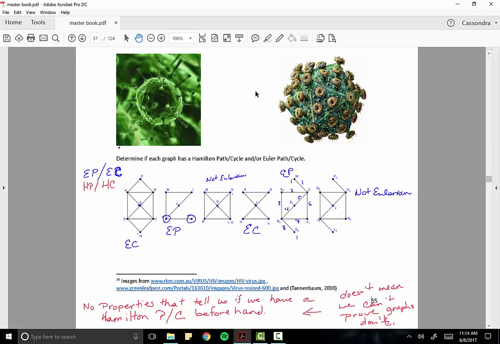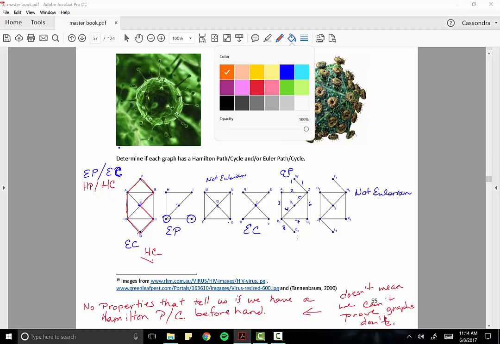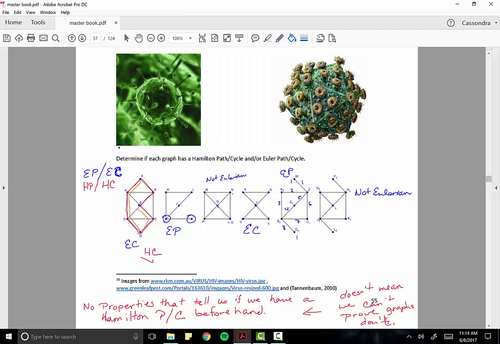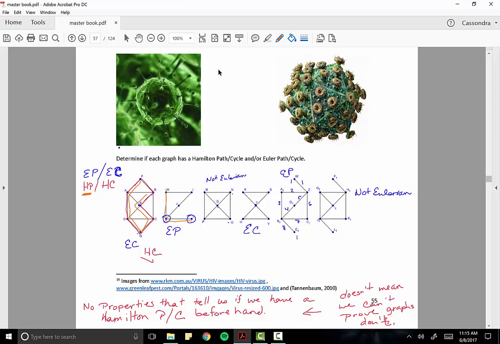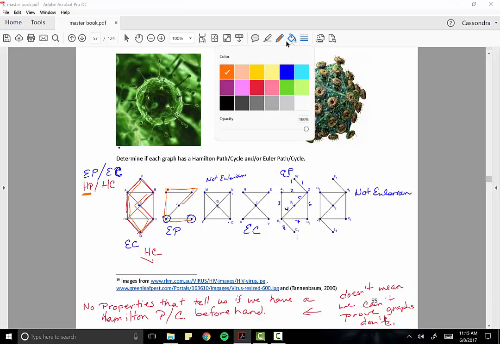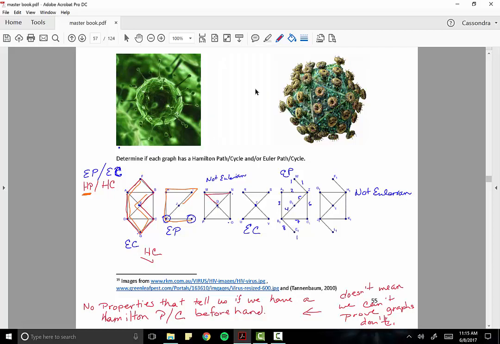Okay? So here, all I need to do is hit every vertex without repeat. So this has a Hamilton cycle. It also has a Hamilton path. Okay? This guy only has a Hamilton path. This guy has a cycle and a path.